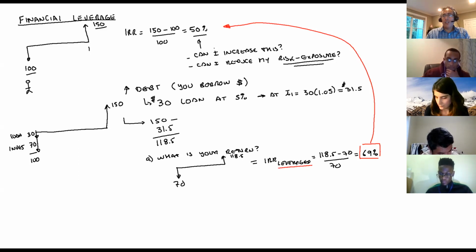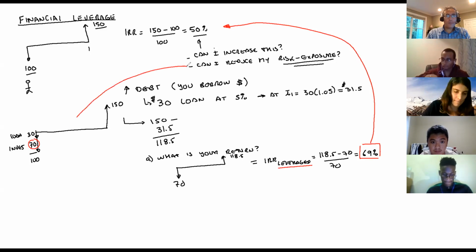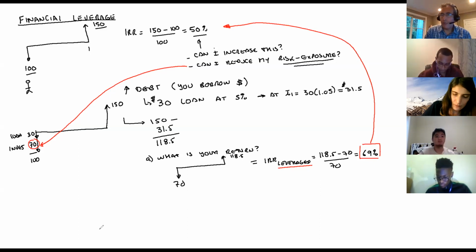Second question, can I reduce my risk exposure? Yes, you answered this one here. So if the business went wrong here, you lose 100. If the business goes wrong here, you lose only 70, technically. Make sense? And perhaps you can use the remaining 30 for another project, guys.